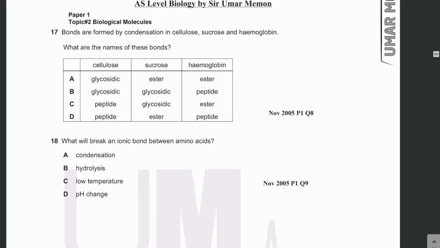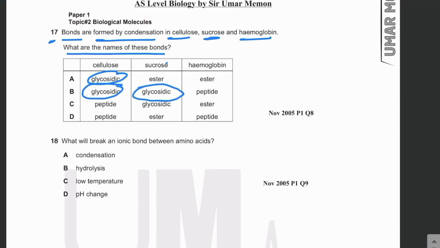Let's move on to MCQ number 17. Bonds are formed by condensation in cellulose, sucrose, and hemoglobin. What are the names of these bonds? So guys, cellulose is made by joining beta glucose molecules, which are monosaccharides. So always remember that when a lot of monosaccharides are joined, glycosidic bonds are made. Sucrose is made by joining alpha glucose and beta fructose. So again, these are monosaccharides, and when monosaccharides join, glycosidic bonds are made. Hemoglobin is a protein which is made up of amino acids, and whenever amino acids join, peptide bonds are made. So the answer is B.